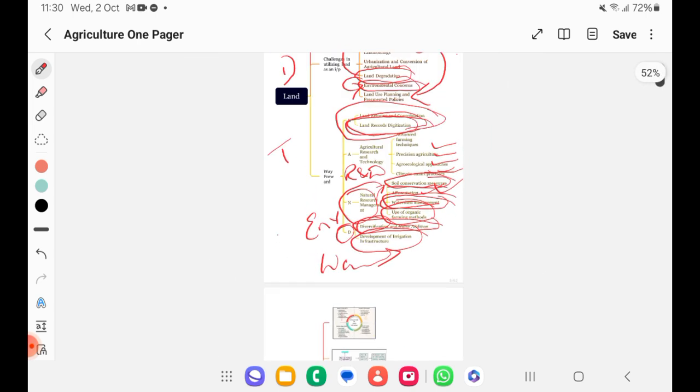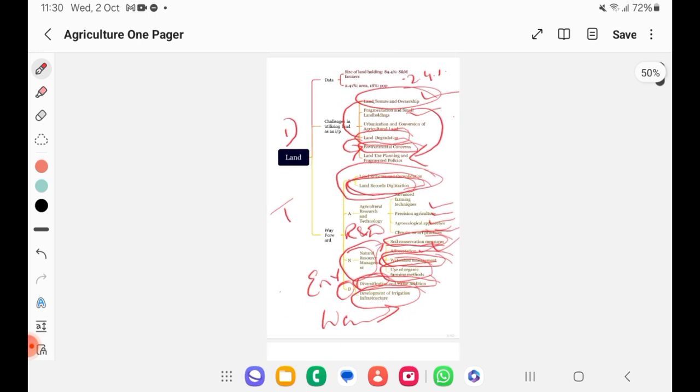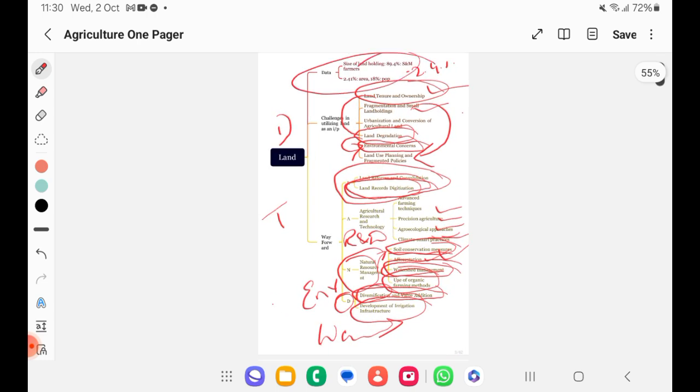Now if you see, you learned here only. One data point is over. Later we have two: one is challenge, one more is way forward. What is the challenge? When you talk about the challenge in land ownership, for that, what is the solution? We are going for land reforms and consolidation and land record digitization.